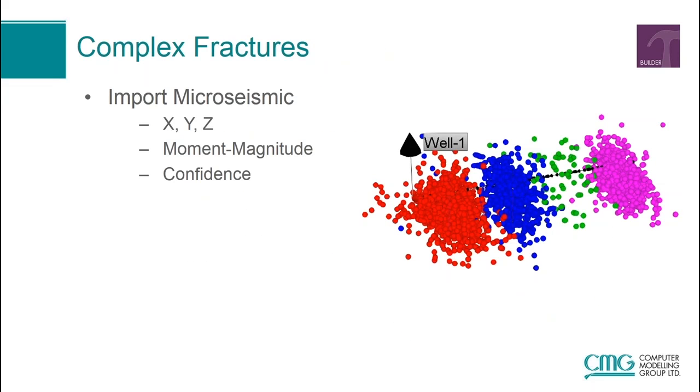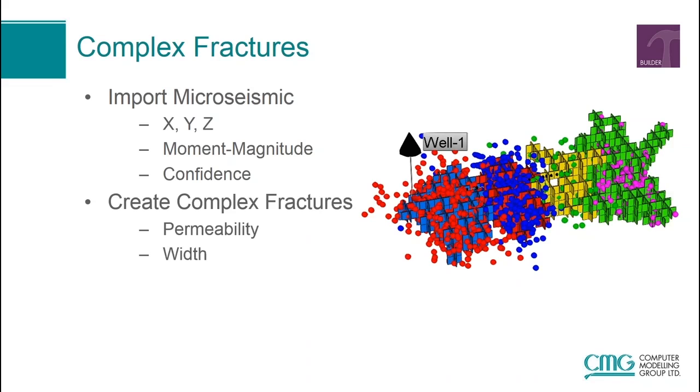Another way we can create fractures would be the complex fracture. In Builder, you can import microseismic data, which consists of three-dimensional points marking microseismic events, each with a value for moment, magnitude, and confidence. You can then use this data to create, in essence, intersecting transverse fractures based on the values for each moment, magnitude, and confidence.